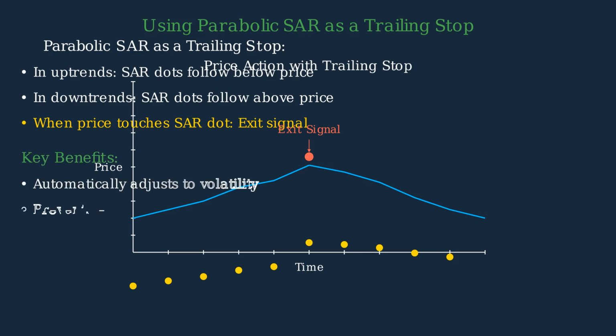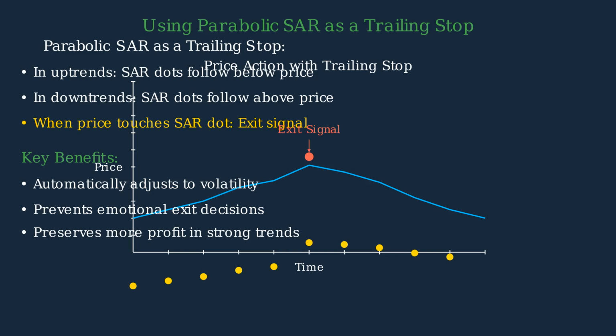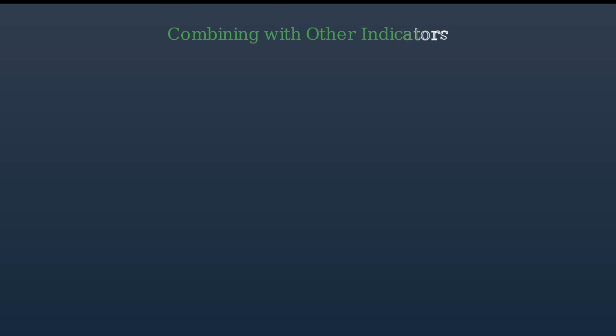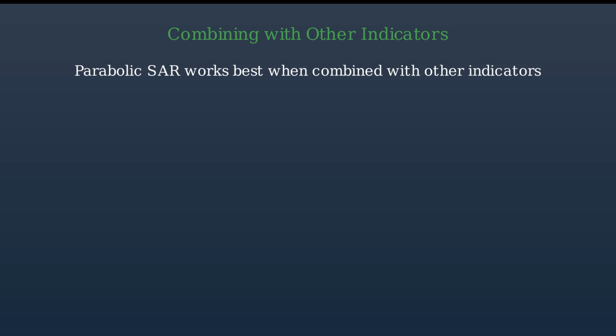Using Parabolic SAR as a trailing stop offers several advantages. It automatically adjusts to market volatility, helps prevent emotional exit decisions, and preserves more profit during strong trend movements. Parabolic SAR works best when combined with other technical indicators to confirm signals and reduce false positives.